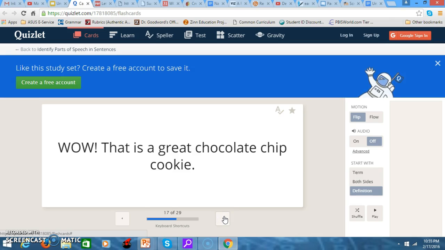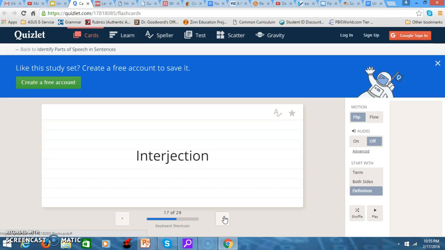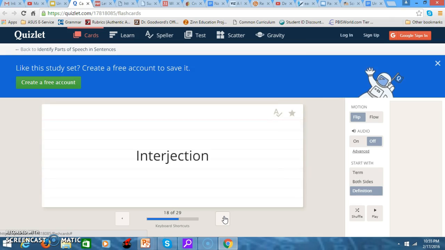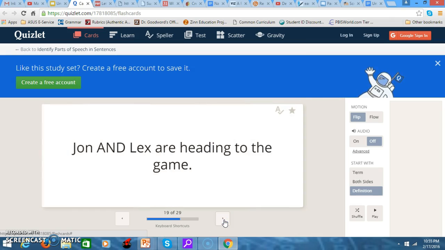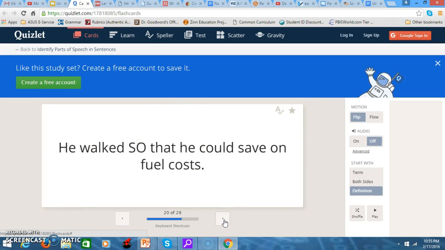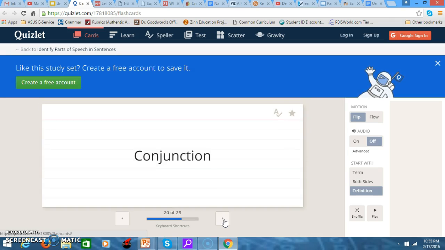Wow, that is a great chocolate chip cookie. Wow is an interjection. Remember, interjections almost always are followed with exclamation points. What is no? Very good. And is in all caps. And it is a conjunction. So is in all caps. So is a part of the acronym FANBOYS. Yes, so it's a conjunction.